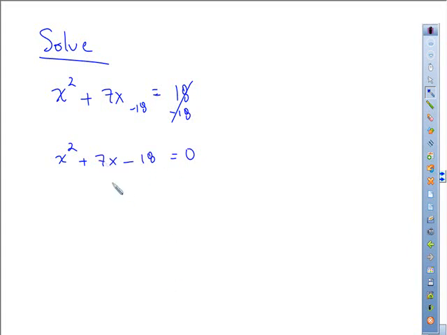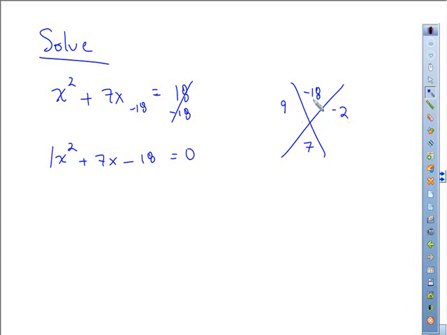Okay. Is there a GCF? Nope, it doesn't look like there's a GCF. So let's make our x. All right. Pretend there's a 1 here. A times c gives us negative 18. The middle is positive 7. So what multiplies to give us negative 18 and combines to give us positive 7? Well, it looks like 9 and negative 2.